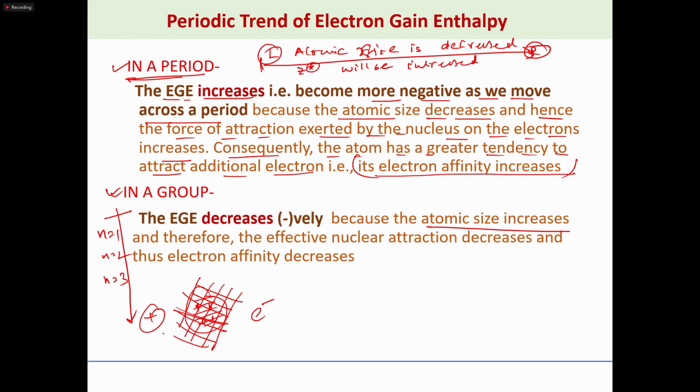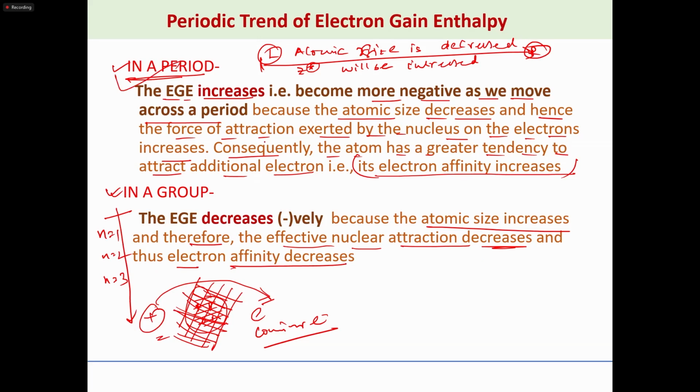There is a wall of these electrons. When this wall is stronger, when the shielding is stronger, then for the incoming electron, the attraction of the nucleus on this incoming electron will decrease. Then the electron gain enthalpy also decreases. So because the atomic size increases, the effective nuclear attraction between the nucleus and the incoming electron decreases. That's why the electron affinity also decreases.